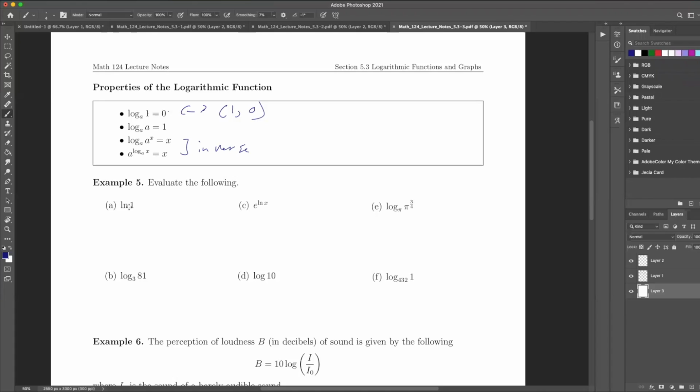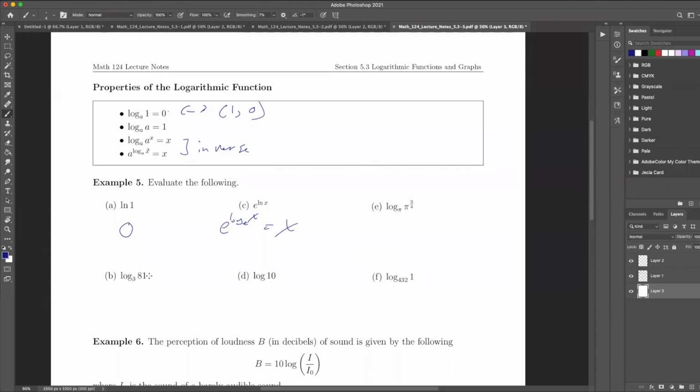So we're going to evaluate the following without using any calculator whatsoever. So ln of 1, what is the value here? Well, it's 0, right? Log base e, it doesn't matter what the base is, log of 1 is 0. All right, so for c, does anyone know what the answer here is? What is e raised to the ln of x? Yeah, it's x, because this will be e raised to the log base e of x, and that's just going to equal x.